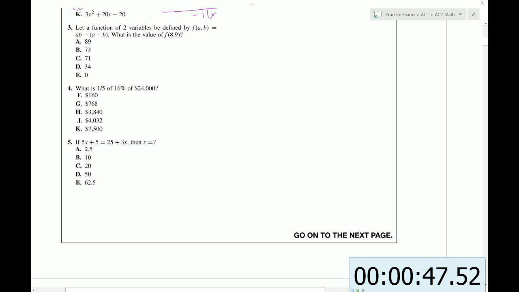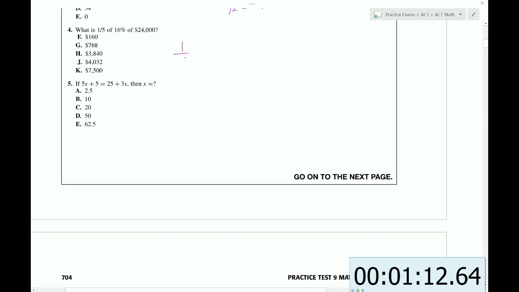Let a function of two variables be defined by ab minus a minus b. What is the value of the function evaluated at 8, 9? So we put in 8 for a, 9 for b. 8 minus 9, so 8 minus 9 is negative 1. So we have 8 times 9, which is 72, minus negative 1, 73.